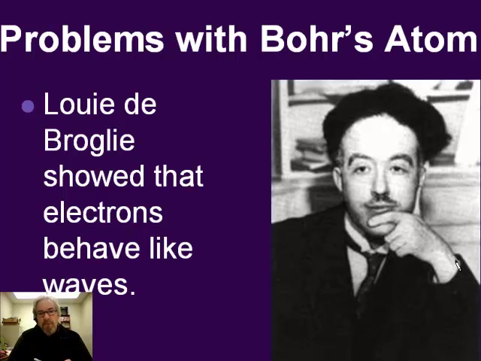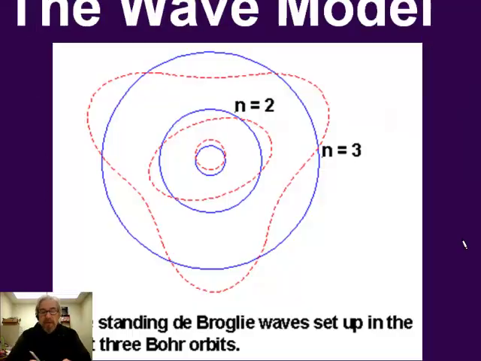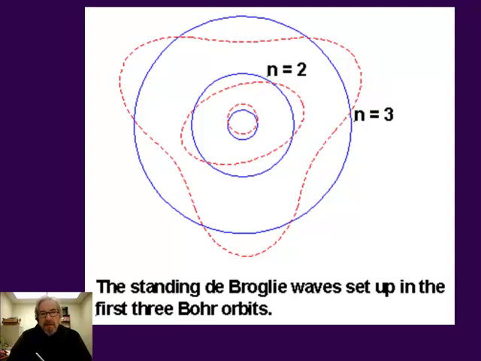One big problem with the Bohr atom was that it was based on a particle idea of what the electron was. And Louis de Broglie was able to show that electrons really don't behave like particles all the time. In fact, in many cases, electrons show themselves to us in a fashion that makes them look like or behave like waves. Now, there's still sort of a way to make this work with a Bohr-like model.